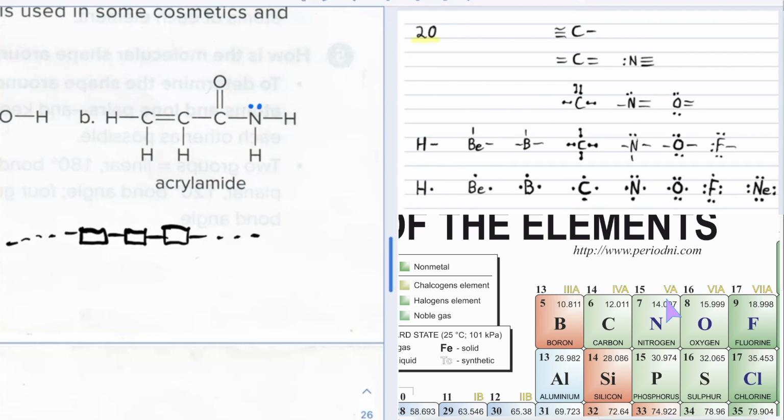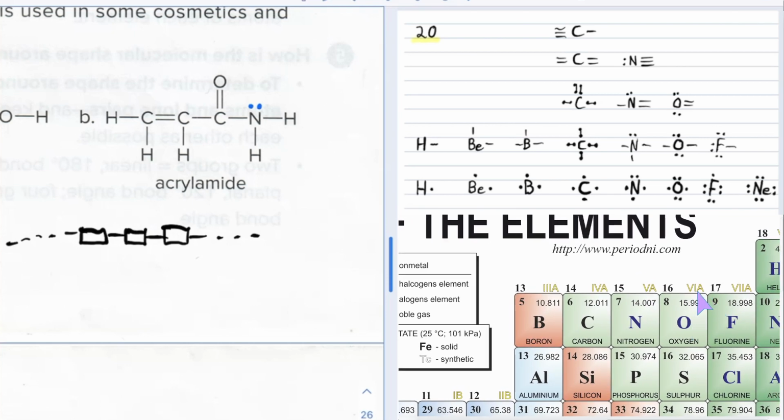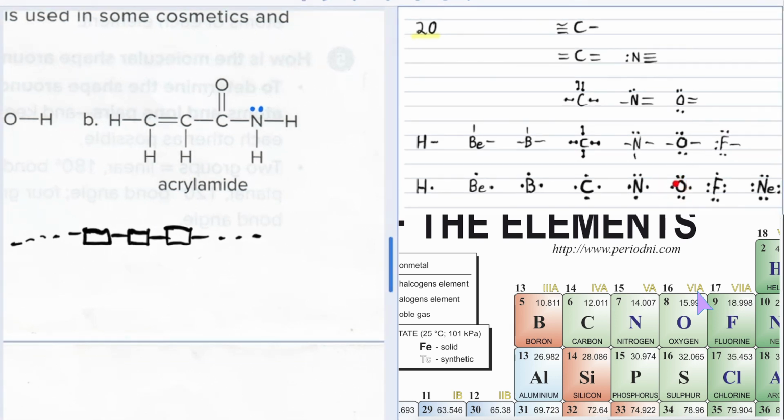Okay, and let's keep going down this list. Oxygen is in group 6A, so 6 valence electrons. You know, 1, 2, 3, 4. You go back and pair it, 5 and 6. It doesn't matter which sides are paired. There are 2 unpaired electrons, and so oxygen can form 2 bonds. It could be 2 singles or a double.